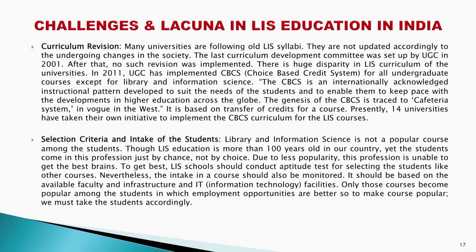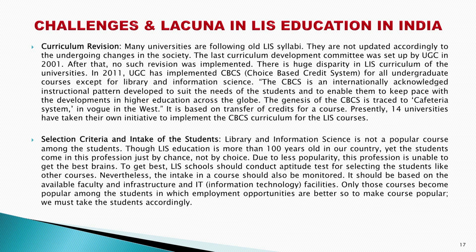Many universities are following the old syllabi. They are not updated according to the ongoing changes in society. The last curriculum development committee was set up by UGC in 2001. After that, no such revision was implemented. There is huge disparity in the LIS curriculum of the universities. In 2011, UGC implemented CBCS, the choice based credit system, for all undergraduate courses except for library and information science.